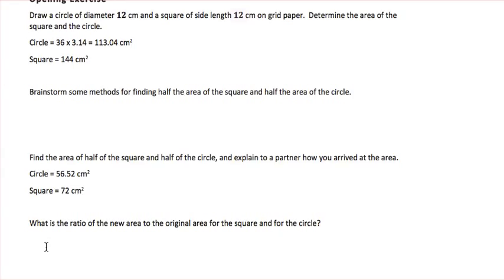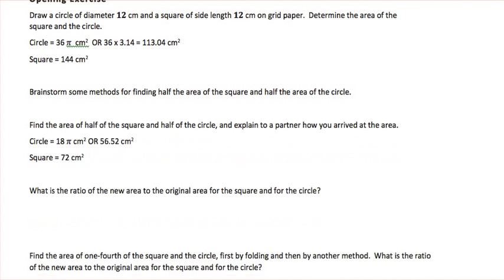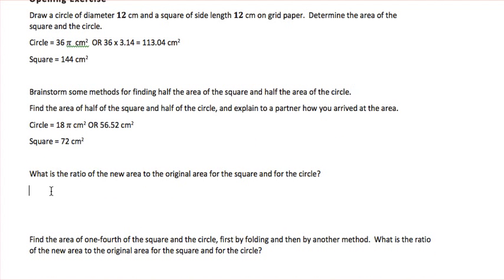And then we're asked to make a ratio of the new area to the original area for the square and for the circle. So in looking back, if they want me to make a ratio of the new area to the original area for the square and for the circle, there's no place where they ask me to approximate. So I went back and did our area in terms of pi for both the circle and half of the circle. And now we'll write a ratio of the new area, which is half of the circle and half of the square.